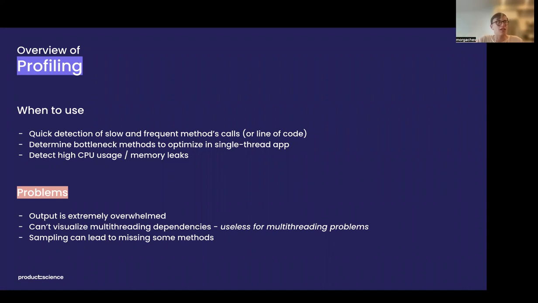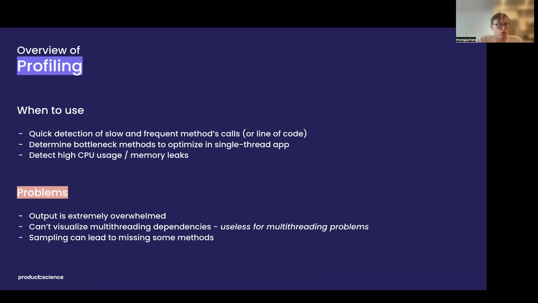You cannot compare and understand that, oh, in this thread we are executing that, in another thread during this time we are executing another method. And the last problem is sampling can lead to missing some methods, because we are making a sample, for example, every 10 milliseconds. It means if something is executed only once and the execution time was less than 10 milliseconds, we will just not see it.